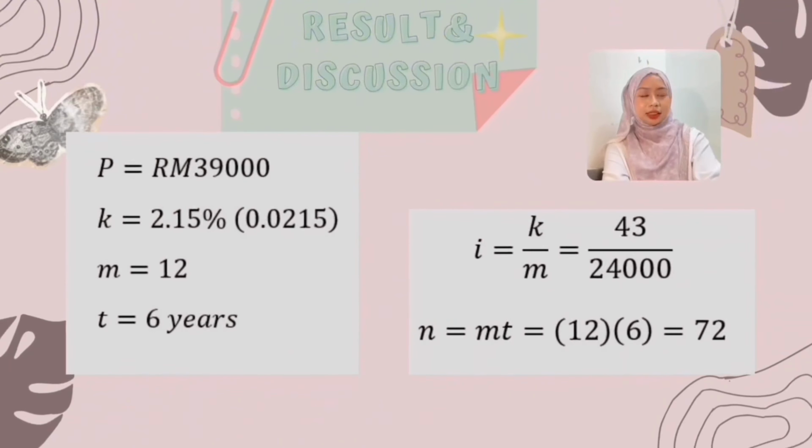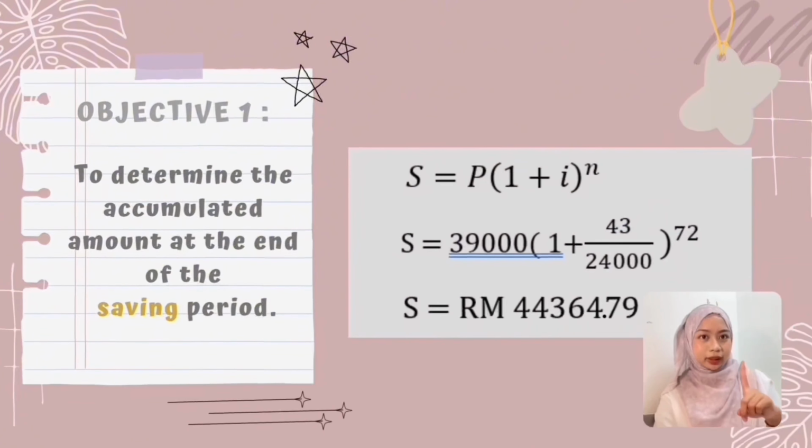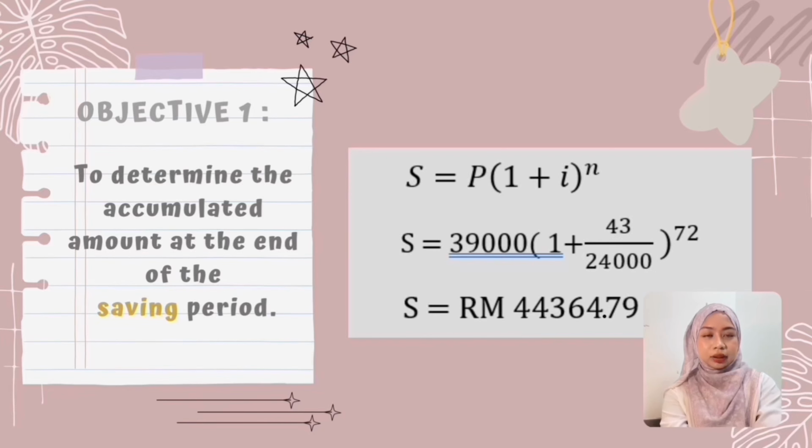P equals RM 39,000, K equals 2.15%, M equals 12, and T equals 6 years. I equals K per M equals 43 per 24,000. N equals MT equals 12 multiplied by 6, so it's equal to 72. Objective 1, the formula we have to use is S equals P(1 + I)^N. So S equals 39,000(1 + 43 per 24,000) power of 72. The total of S is RM 44,364.79.